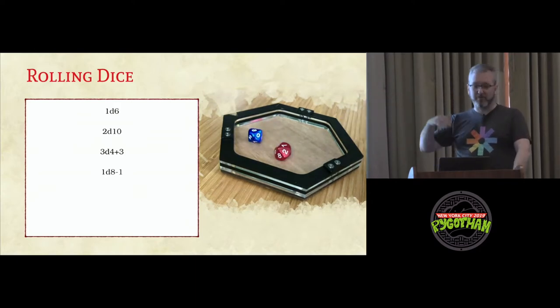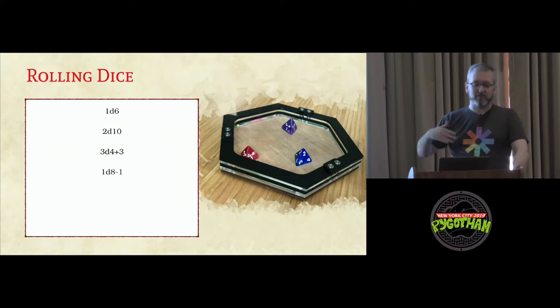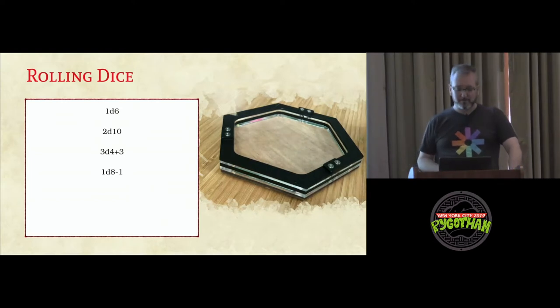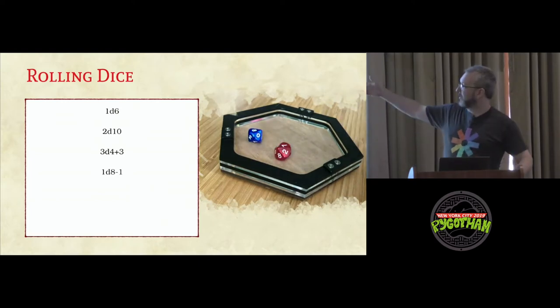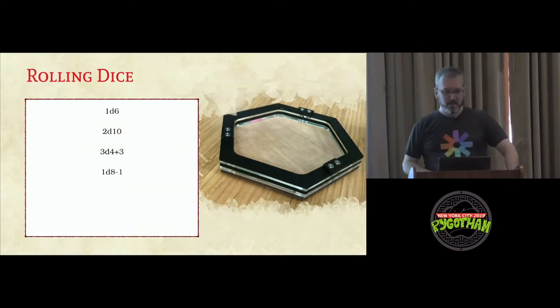And we might have some plus or minus to adjust the result after we sum up everything that we've rolled. So like in the case of 3d4 plus 3, we're going to roll three four-sided dice and add 3 to it. All right, so let's make a command that can roll dice.